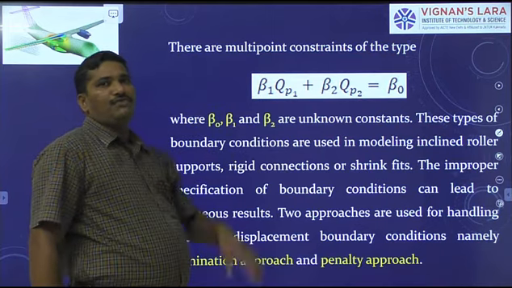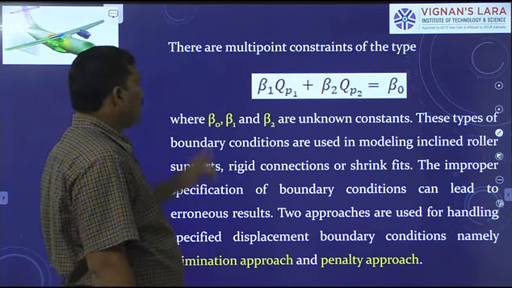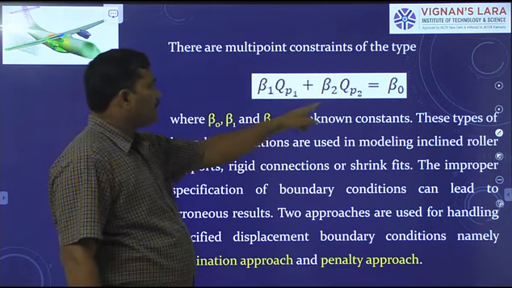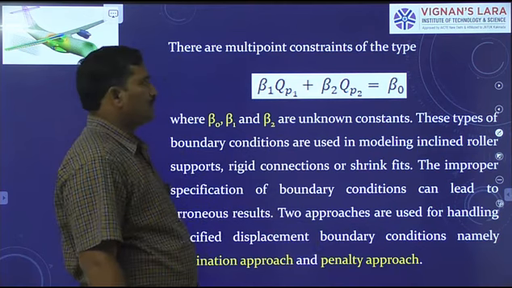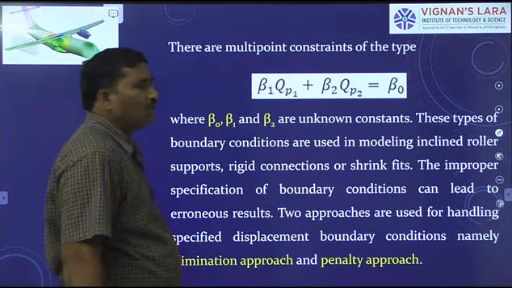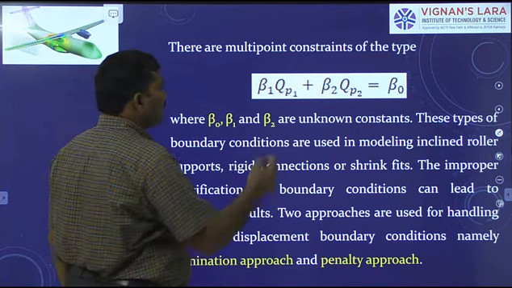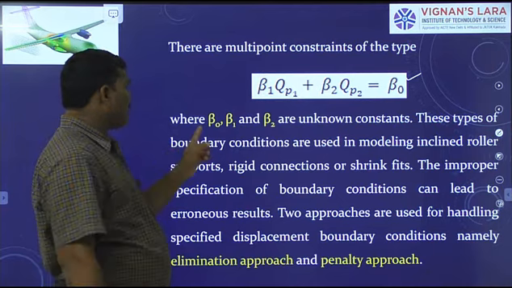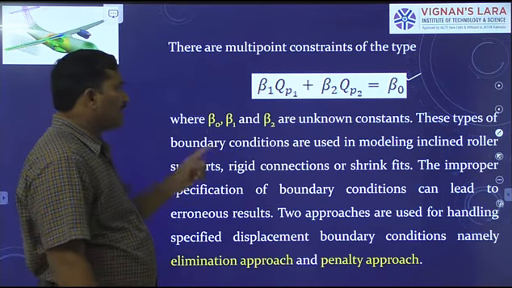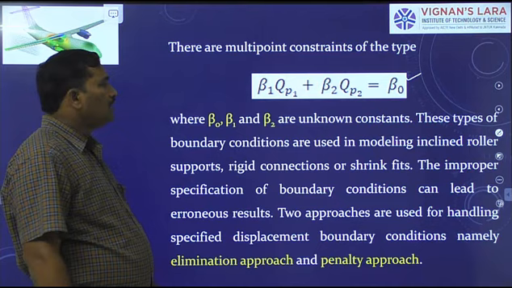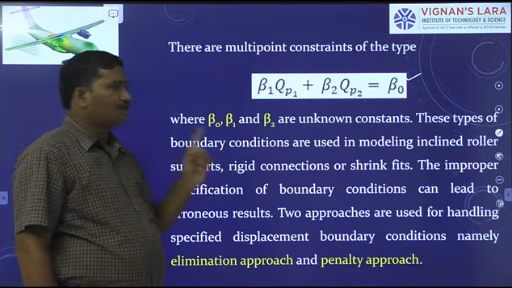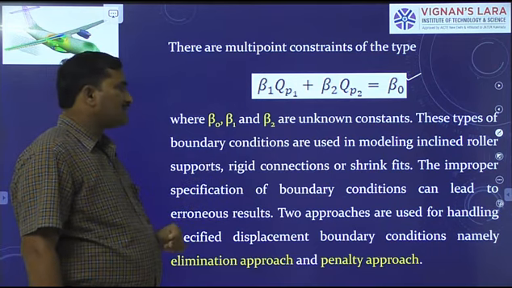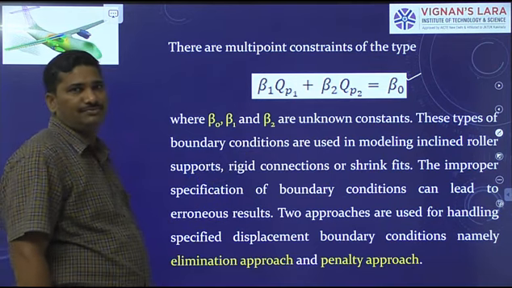And there are other types of boundary conditions. The type is multi-point constraints of the type beta 1 Q1 plus beta 2 Q2 equals beta 0. The boundary conditions will also appear in this form. So what are beta 0, beta 1 and beta 2? They are unknown constants. These types of boundary conditions are used in modeling inclined roller supports, rigid connections or shrink fits.